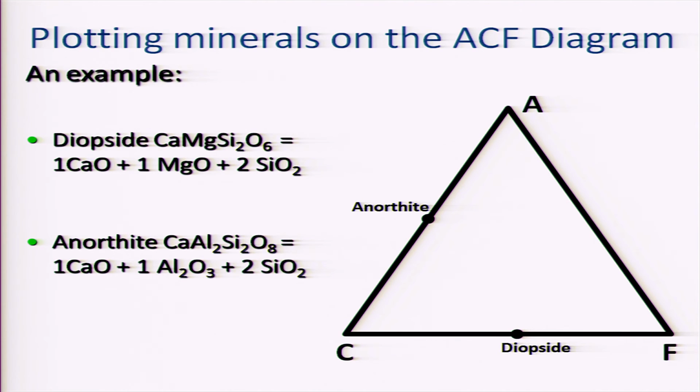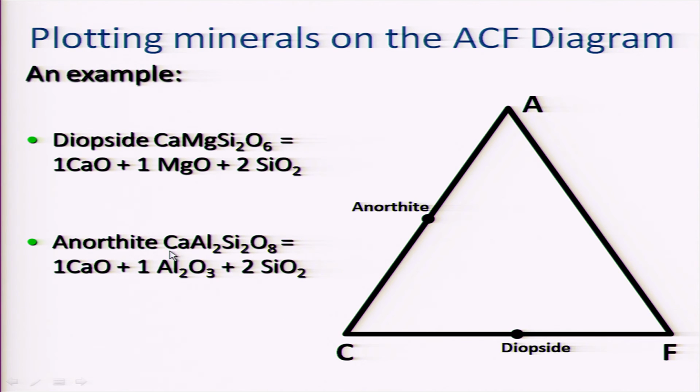The value of C has come as 1 by 2. Similarly, the value of F, which is represented here by MgO, will also be MgO divided by CaO plus MgO plus Al2O3, that is 1 by 2. So that means for both C and F the values are half and there is no A in this. So it will plot midway between C and F, that is the plotting position of diopside.